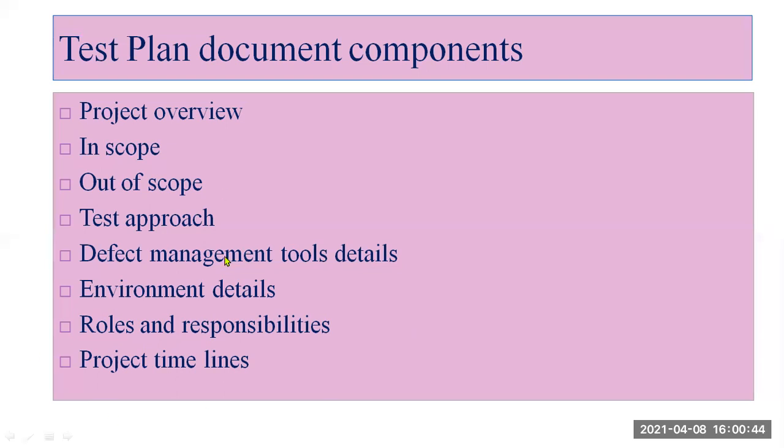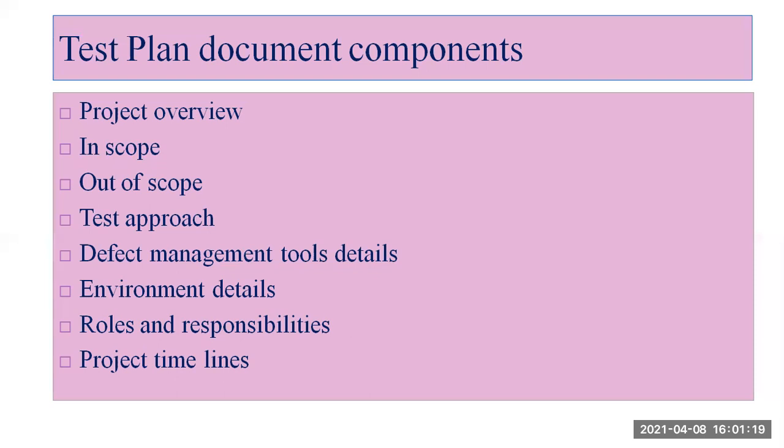So next we'll go for project overview, in scope, out of scope, test approach, defect management tools, environment details. First we'll go and see the project overview. Project overview means, let's suppose people are working in different projects. We will give a detailed description of the project information in this project overview section.